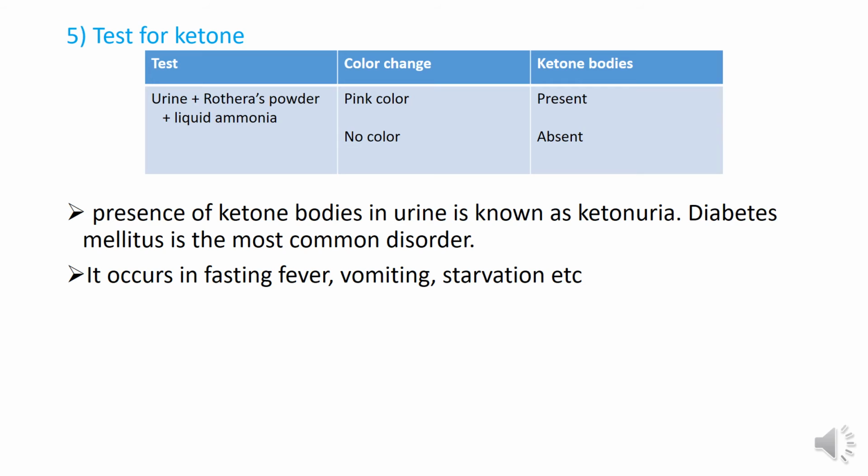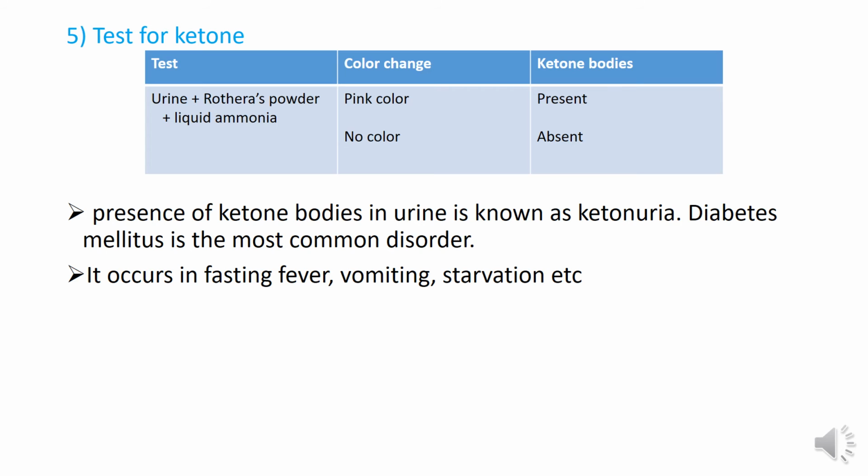The next test is a test for ketone. In the test for ketone, use a urine sample plus Rothera's powder and liquid ammonia. If a pink color appears, ketone is present in urine, and if there is no color, ketone is absent from the urine. Because of inadequate supply of carbohydrate in the diet or a defect in carbohydrate metabolism, the body tends to utilize an increased amount of fatty acid, so the intermediate products, the ketone bodies in the blood, also increase. These are acetone, diacetic acid, etc.